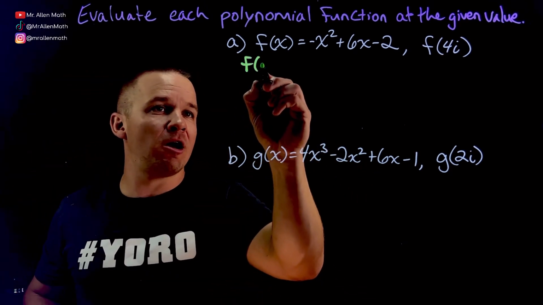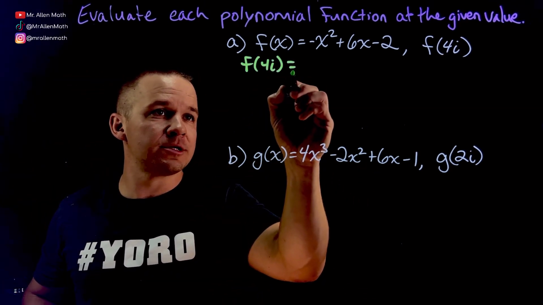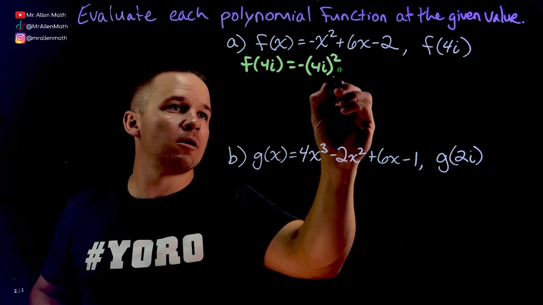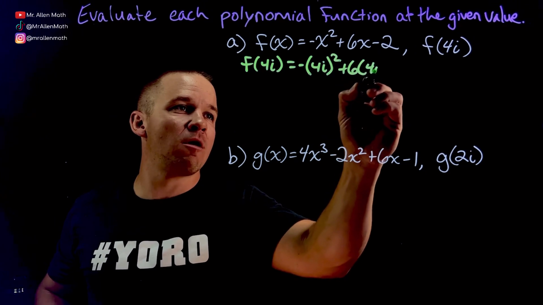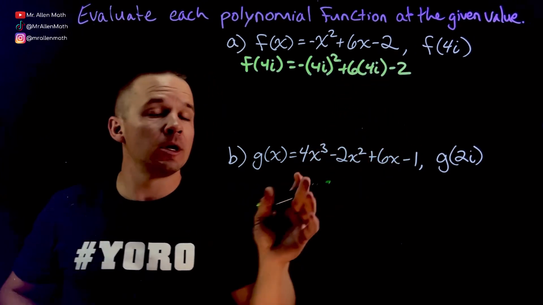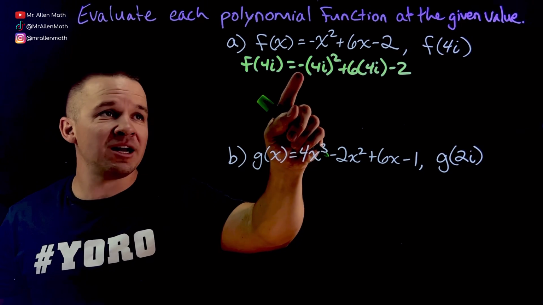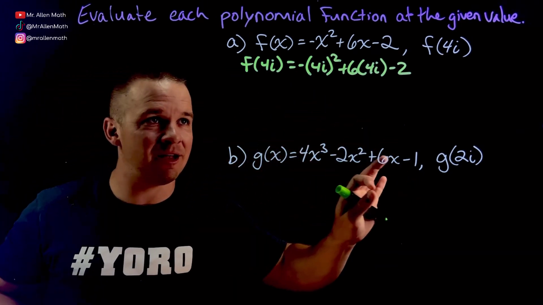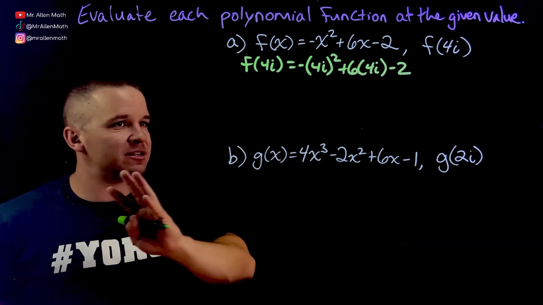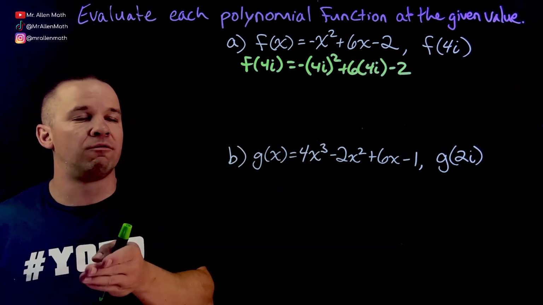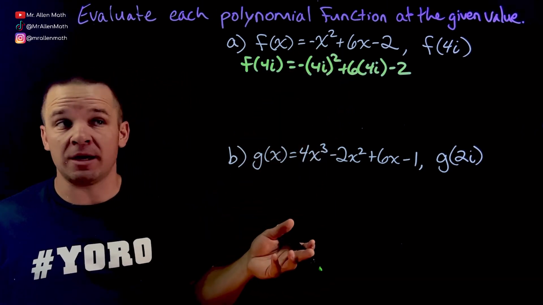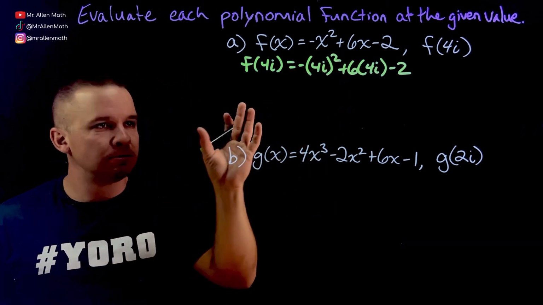So we'll have f of 4i equals negative (4i) squared plus 6 times 4i minus 2. Super important: that negative is outside of what's being squared. A lot of people drag that negative in and make it positive. That is not correct. It's outside of the squared part. If there were parentheses there, then it would be in there, but it's outside of that. That's how we write it.